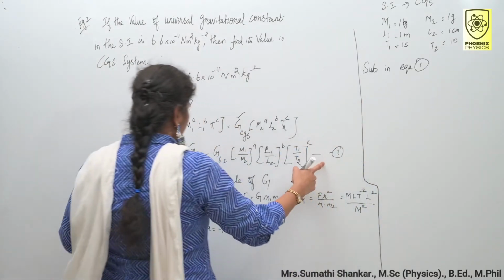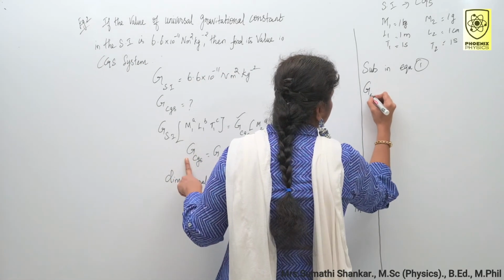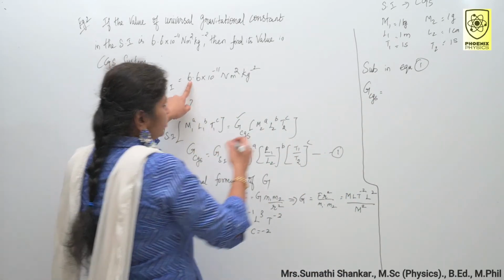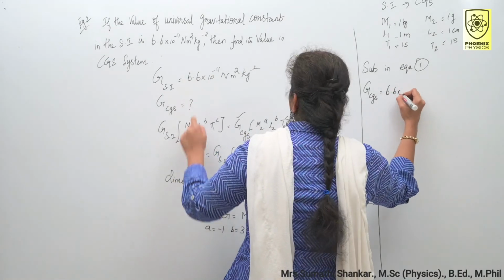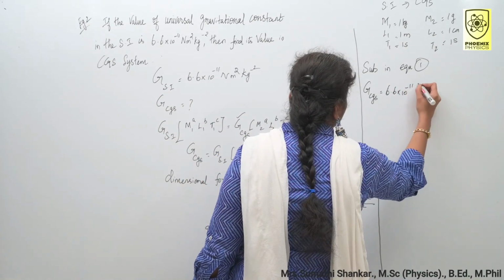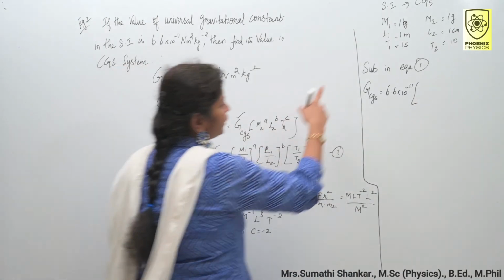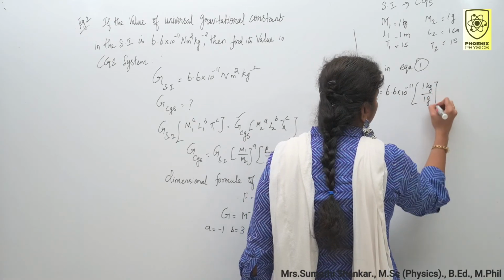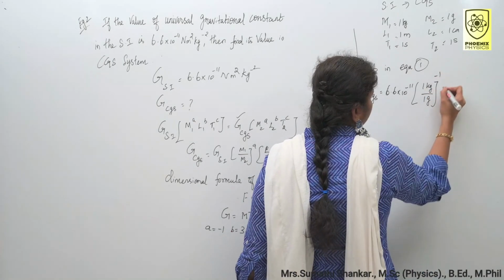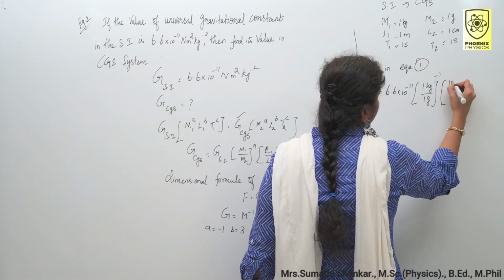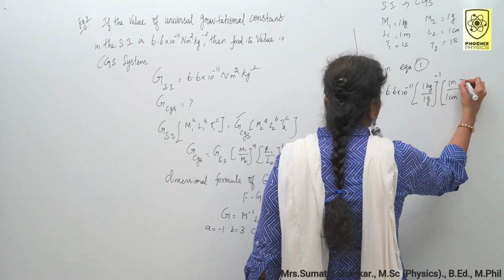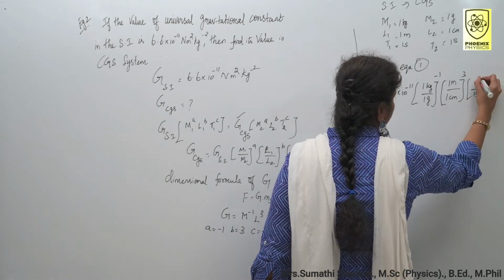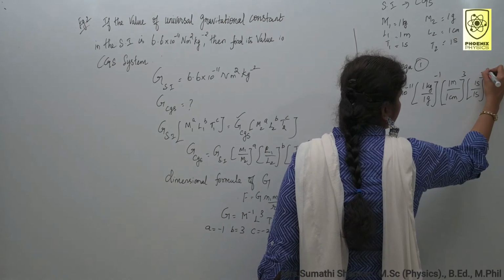So what is our equation 1? G CGS equal to G SI. Here SI value is 6.6 into 10 to the power of minus 11. Then what is M1 here? M1 is 1 kilogram divided by 1 gram and A is minus 1. Then 1 meter divided by 1 centimeter. What is B? 3. Then 1 second divided by 1 second, the power minus 2.